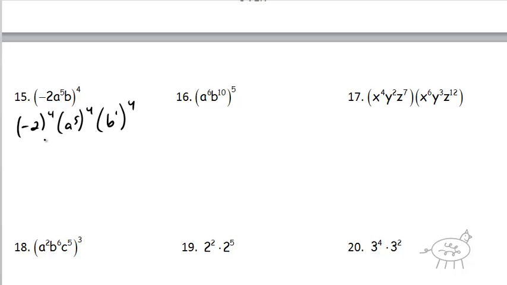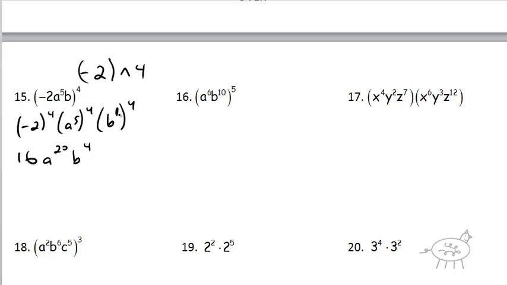So negative 2 to the 4th power, and I think I showed you how to do that in class. It's actually negative 2 in parentheses, little up arrow to the 4th power. And if you do that, you should get 16. Okay, and then the rest of it's easy. You multiply a to the 20th, b to the 4th. It's 1 times 4. And that's it. It's your answer.